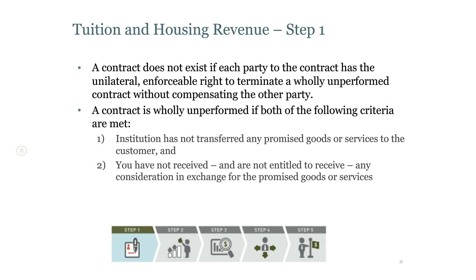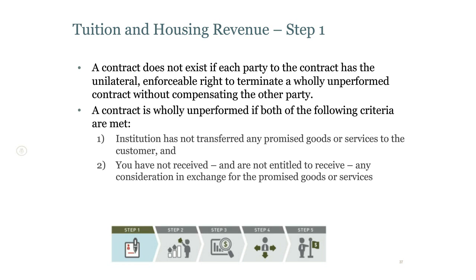So let's think about a non-refundable enrollment or housing deposit that a college or university might receive. Under the current standards, these amounts are generally recorded as revenue when received because they're non-refundable. And let's see how this actually changes under this new standard.